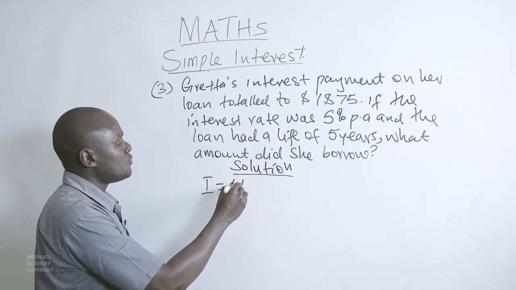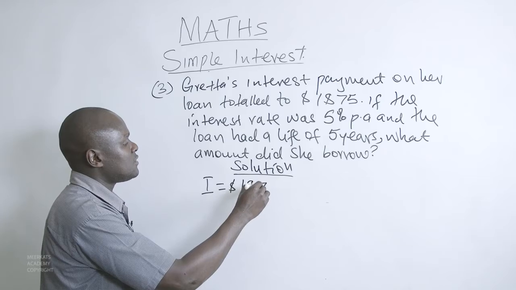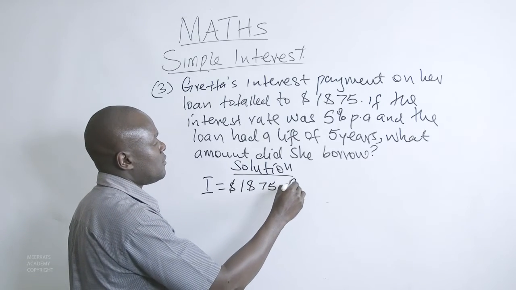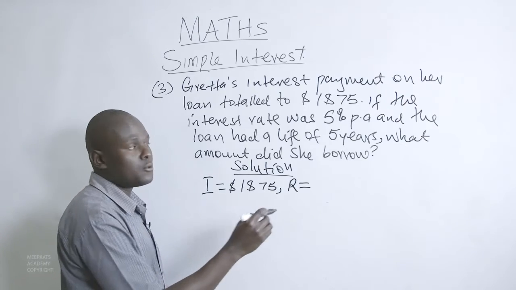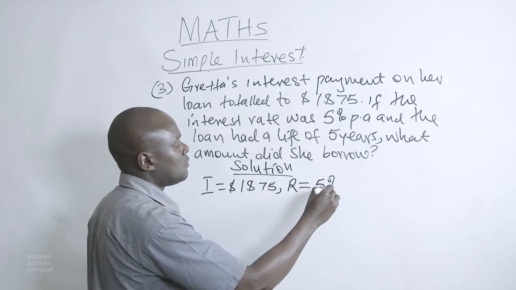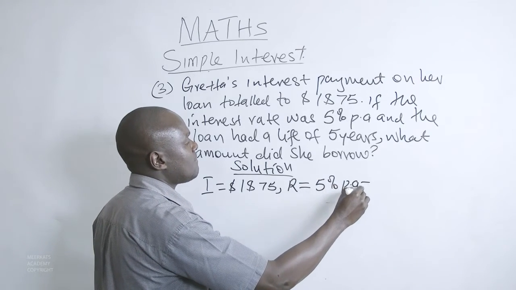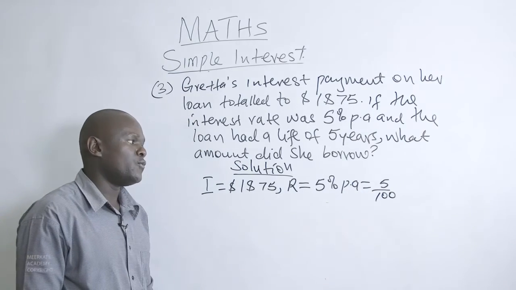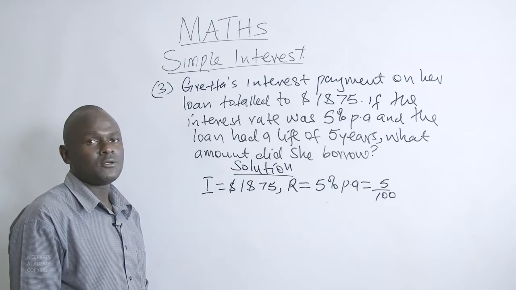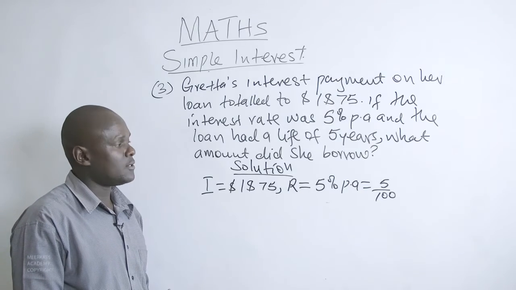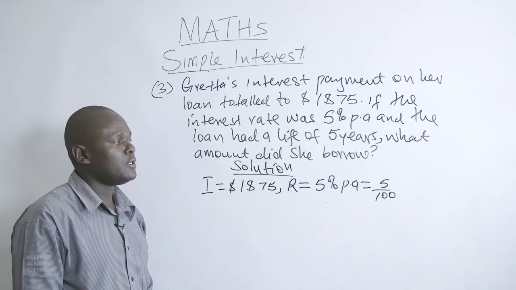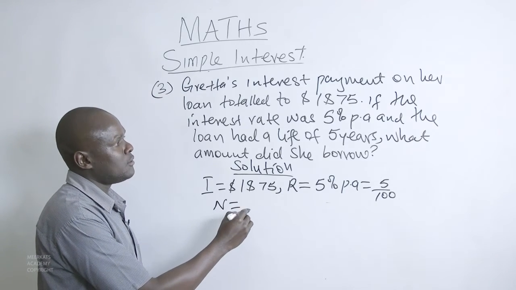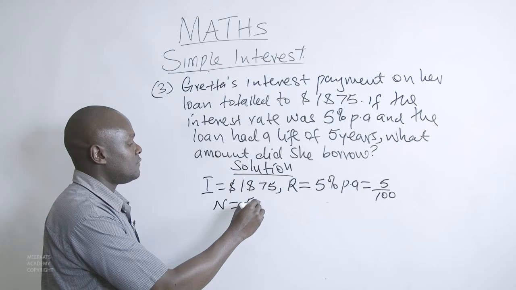So the interest accrued is $1,875. The rate at which this interest accrued was 5% per year, and this is the same as 5 out of 100 if we express it as a fraction, but we have not simplified. There is no need to simplify that. We can just use it the way it is. The period is 5 years.